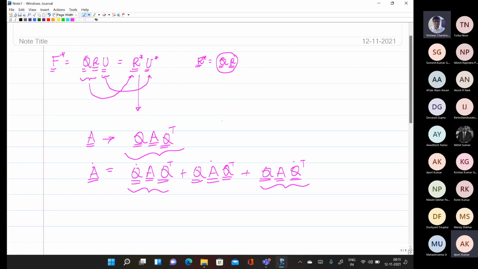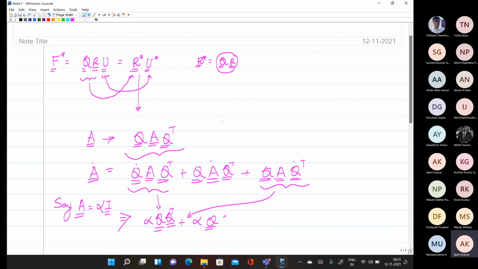Yeah, I was trying to figure it out. One of the possibilities is that A is diagonal. If you make A proportional to identity, say A equals some alpha times identity, then we will have alpha Q dot Q transpose from here, plus alpha Q Q dot transpose from here, which is equal to alpha times (Q Q transpose) dot, which is alpha times identity dot, which is actually 0.